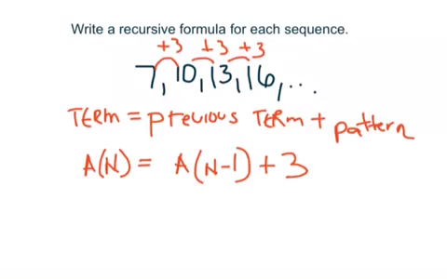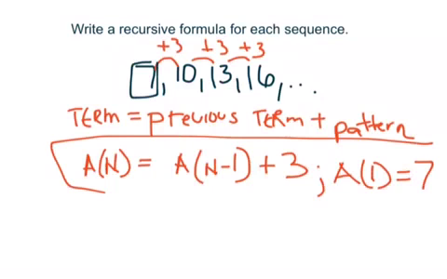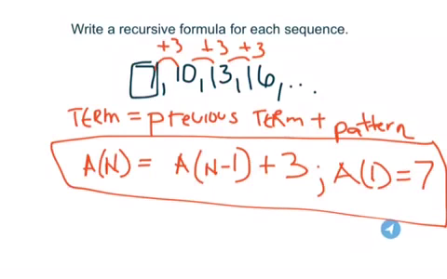But this is not enough information because I have to be given where to start. The pattern is that you're always adding 3, but I have to know where the pattern starts. So this pattern starts at the number 7. Since it starts at 7, I'll write a of 1, in other words, the first term, is 7. Now I have my complete recursive formula. The pattern starts at 7, and it's the previous term plus 3.